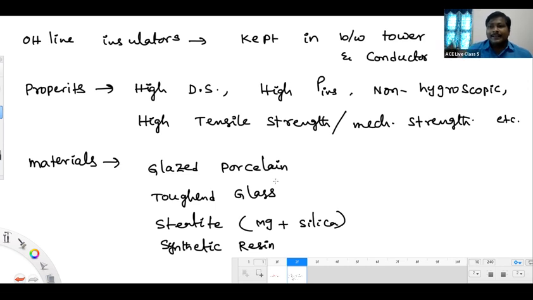We have high tensile strength. We are using glass also in present days in 765 kV. Steatite is also one material we are using in the present days, which is the white or ash color insulator you can see outside. That's steatite. Okay, next we'll see the different types of overhead line insulators.